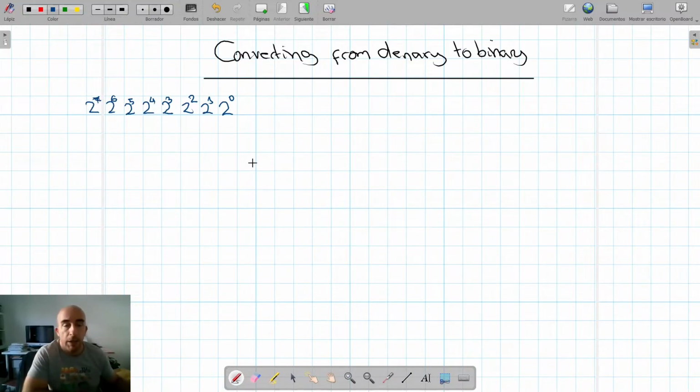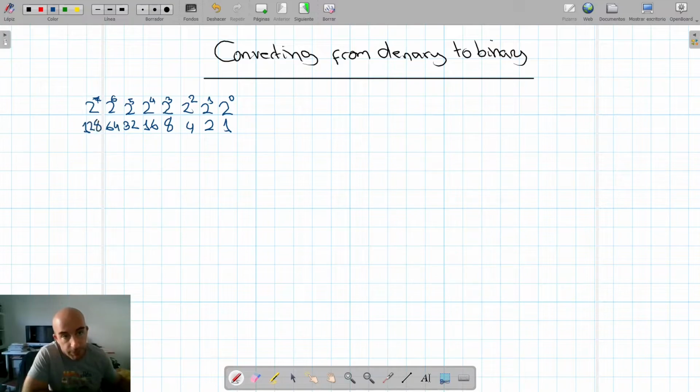Okay, so the next thing we're going to do is write the values, either above or below. I like to write them below. This is the base to the exponent, and the exponent is the position. So we write the values of that in decimal. 2 to the power of 0 is 1, 2 to the power of 1 is 2, 4, 8, 16, 32, 64, and 128.